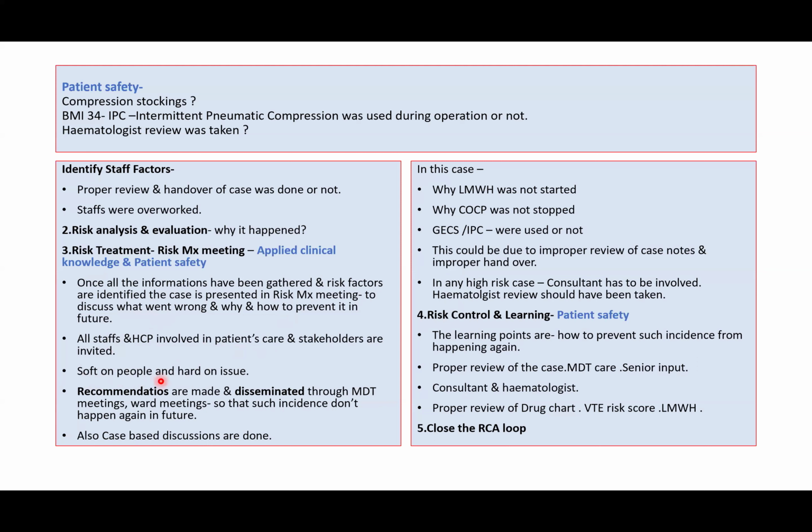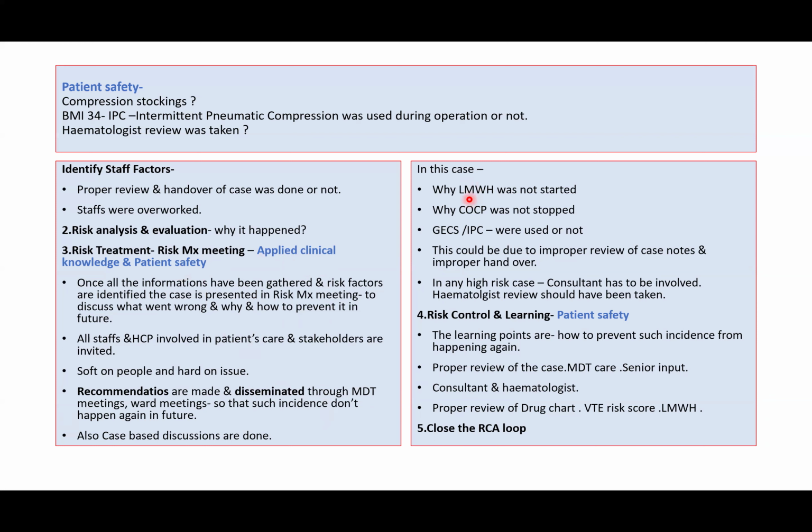We have to be soft on people and hard on the issue. Then recommendations are made and disseminated through MDT meetings and ward meetings, so that such incidents don't happen again in future. And also case-based discussions are done. So the steps are like your audit meeting, what you're doing in the audit meeting. The same steps will be here in the risk management meeting.